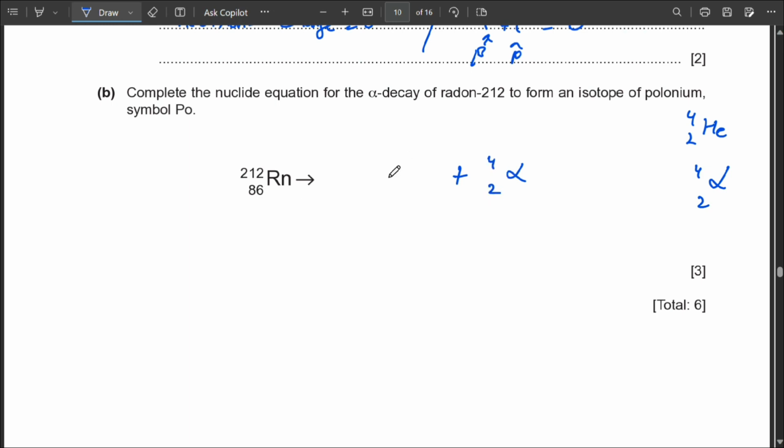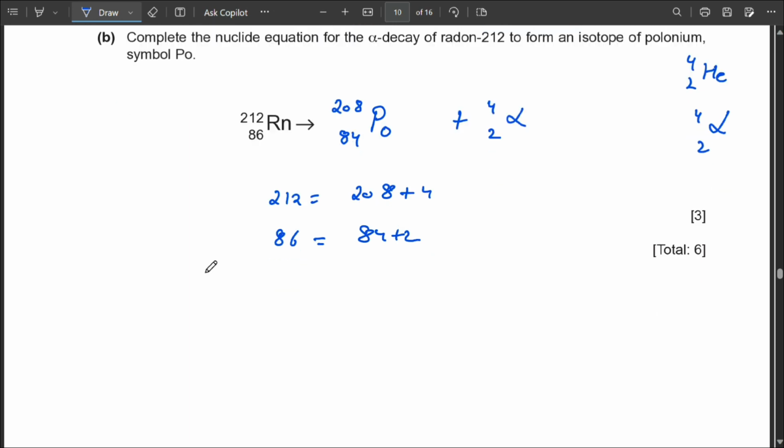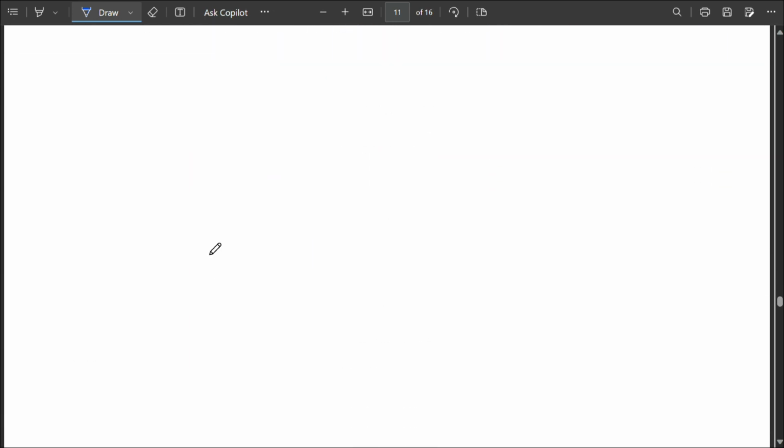Now polonium's symbol is Po. What will be the mass? 212 minus 4, that is 208. So mass is 208. Similarly, this is 86, minus 2, so we write 84, because you have to balance the total mass and the total charge. As you can see, 212 equals 208 plus 4, and 86 equals 84 plus 2. That's the answer.